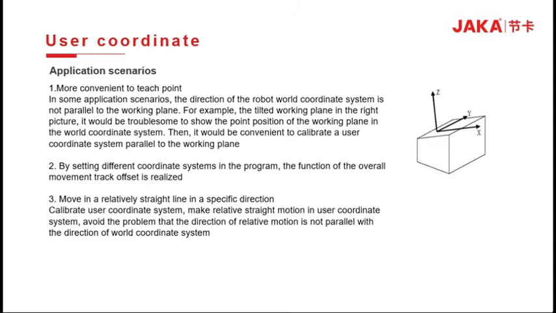Secondly, by setting different coordinate systems in the program, the offset function of the overall motion track is realized. And finally, to move in a relative straight line in a specific direction, calibrate the user coordinate system and perform the relative motion in it, to avoid the problem of non-alignment between the relative direction and the direction of the world coordinate system.